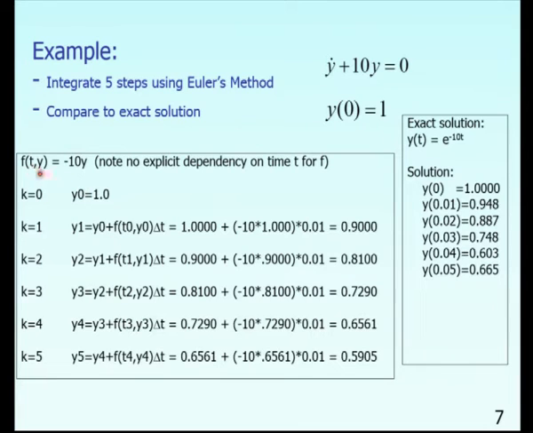So, f is minus 10 y. When k equals 0, y naught is 1, it is given. When k equals 1, the next step, y 1 is the previous step plus the f value at the previous point times the step size, which will give you 0.9. So, I can compare that y at 0.01, the exact solution is 0.948, the approximate solution is 0.9.